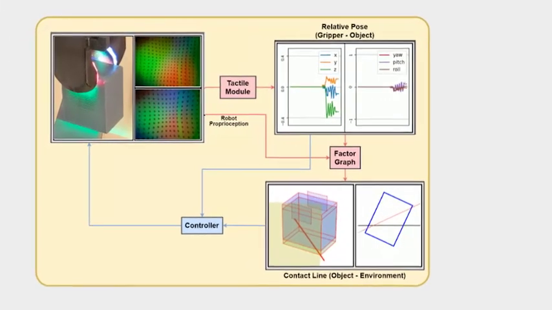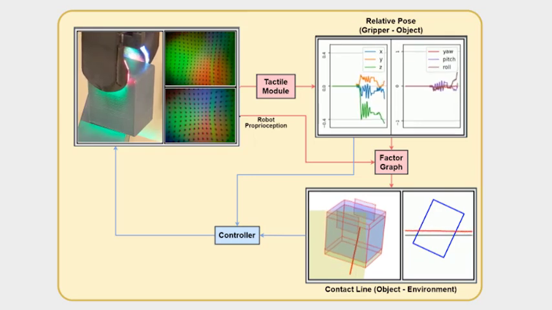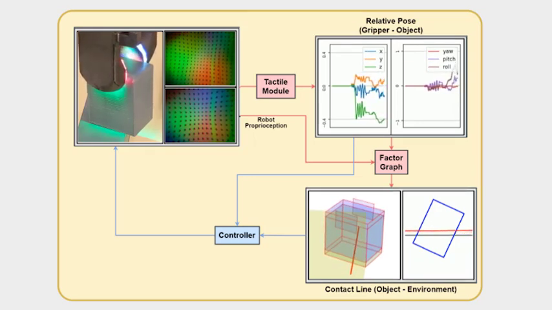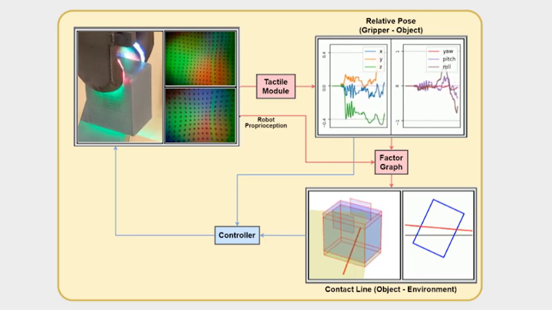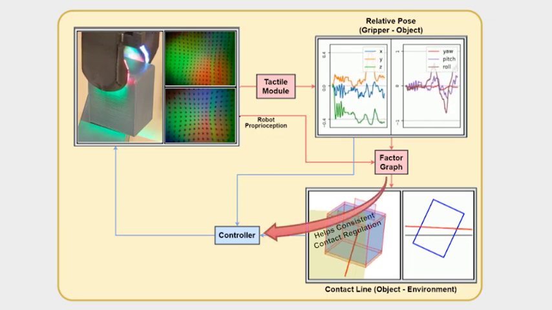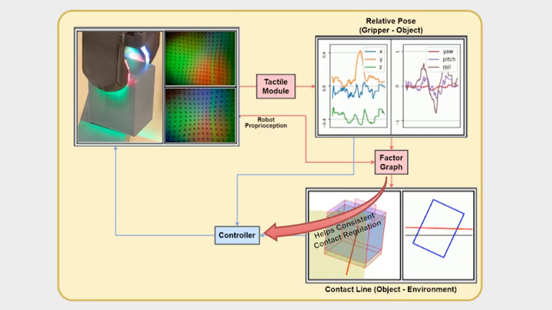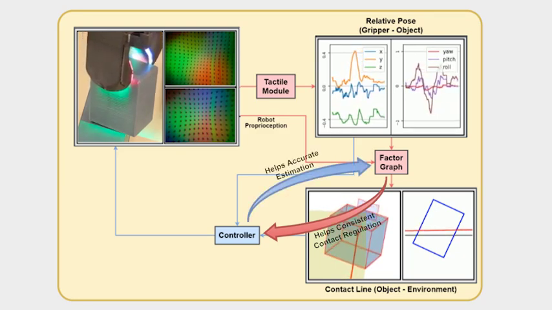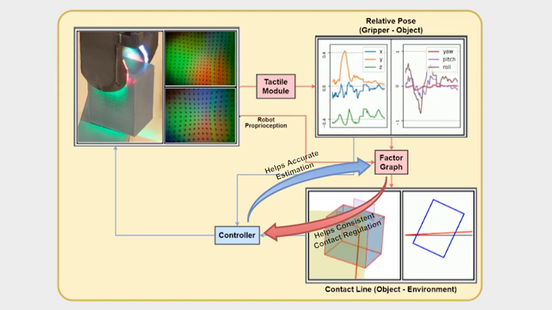Now let's take a deeper look into the active tactile feedback controller. The controller attempts to pivot the object about the contact line while avoiding slipping and maintaining a constant tactile feedback. The key idea is the synergistic interaction between the controller and the factor graph. A better contact line estimation helps the controller to pivot the object with less slipping, and a better pivoting around the consistent axis helps the factor graph to get a more accurate contact line estimate.